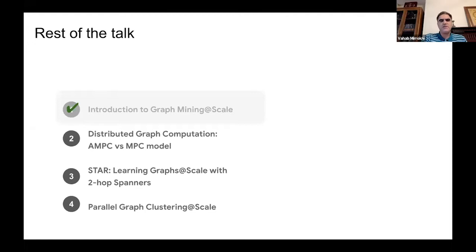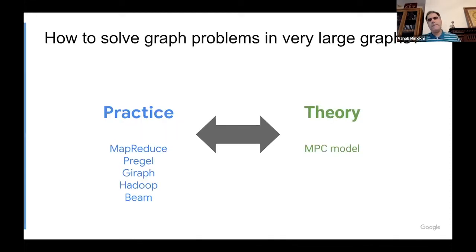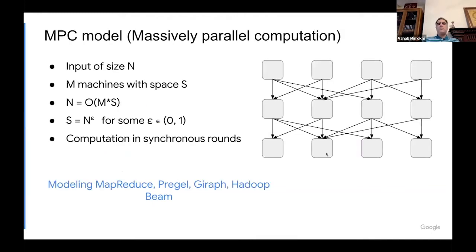So the first one is about distributed graph computation models and what I call AMPC versus MPC model. When we want to discuss a distributed model that can formalize what we do in computation in MapReduce and in particular Hadoop, the theoretical model is what we call the massively parallel computation model, or MPC model.